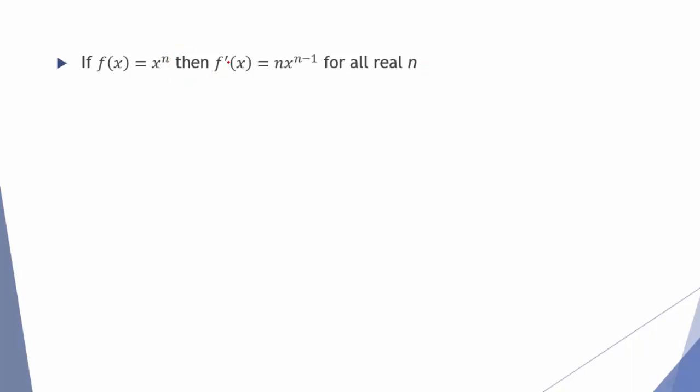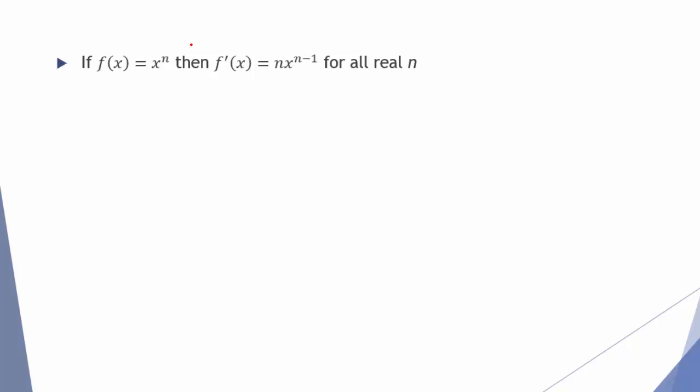Then the derivative of f with respect to x is going to be n times x raised to the n minus 1. In other words, the exponent drops down in front and is written as a coefficient, and then x is raised to a new power, and that new power is exactly one less than the power it started with.